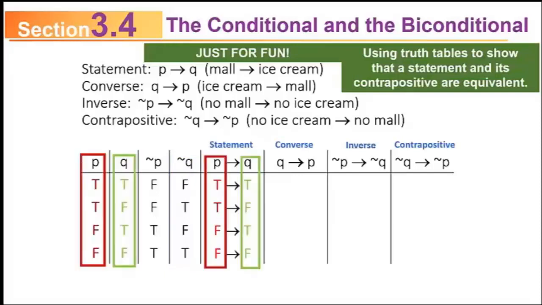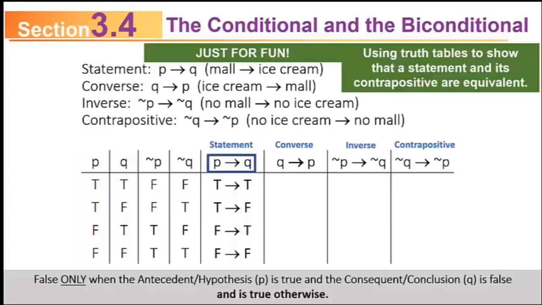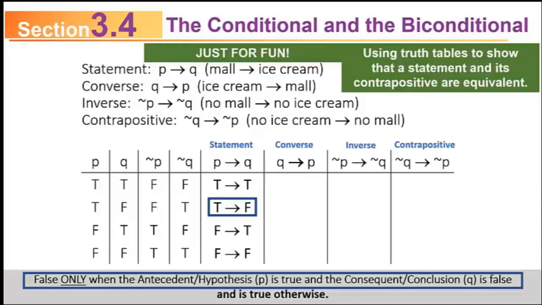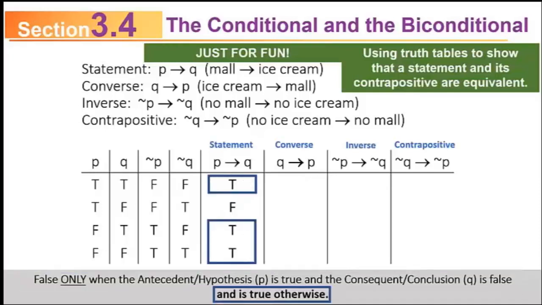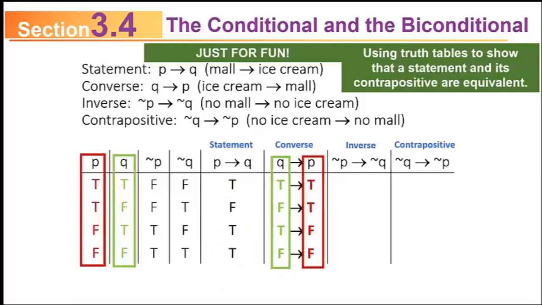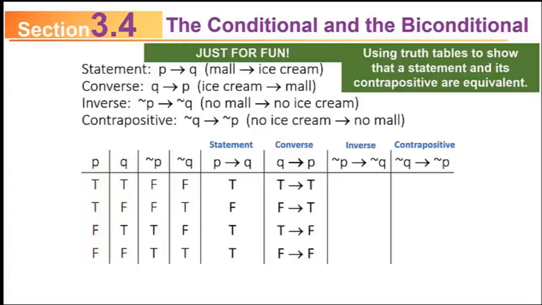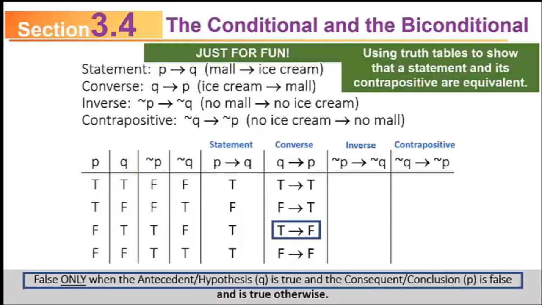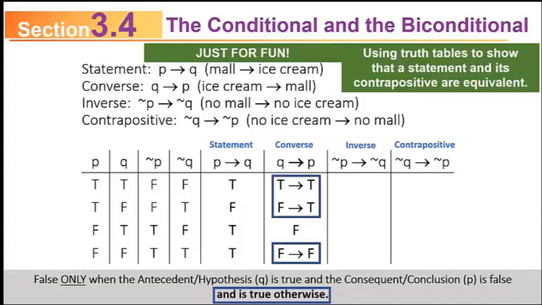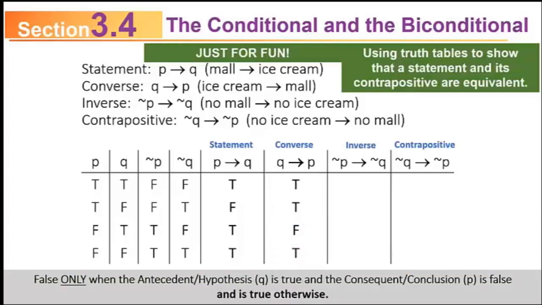Then if you do the original statement, remember there's only one case when P implies Q is false, and that's if the P is true and the Q is false. So for P implies Q, you get true, false, true, true. If you do the converse, again, I'm going to go through this rapidly, move the Q's over and the P's over. Again, there's only one case where Q implies P is false, and that's when the Q is true and the P is false. In other words, the antecedent is true and the consequent is false. That'd be the third case here. So you would get true, true, false, true for that one.